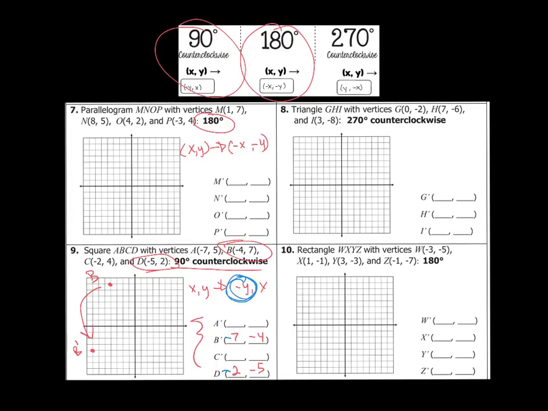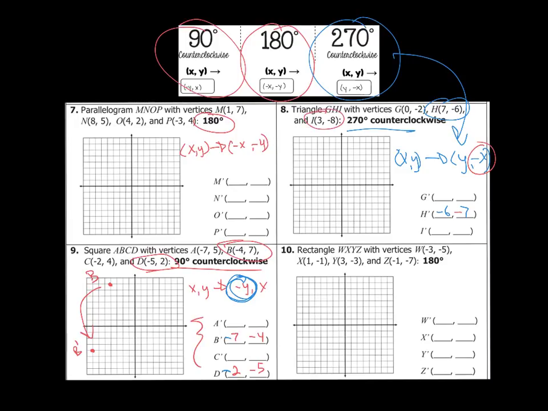For number 8 up here, we have the 270 degrees counterclockwise. So that means that (x, y) is going to get mapped to (y, -x), or opposite of x. So we got a flip-flop on the y and the x values. So for H, (7, -6) goes to H prime. I'm going to put -6 here and 7. I know that they flip-flop, and according to this, the x value changes only, right? The y stays the same. So for number 8, H prime is (-6, -7).